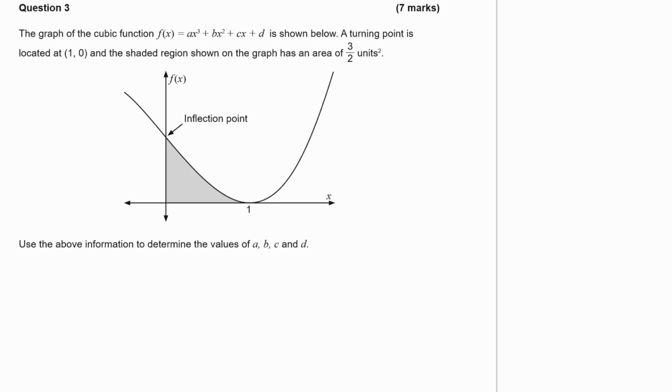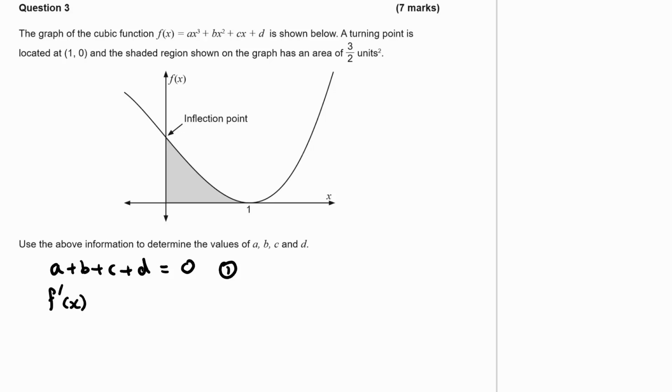So let's look at what information we can get here. Well, first of all, we know it goes through (1, 0). So when x is 1, f(x) is 0. Substituting x = 1 in here gives me a + b + c + d = 0. Let's call that 1. Now let's think about the fact that it's a turning point.